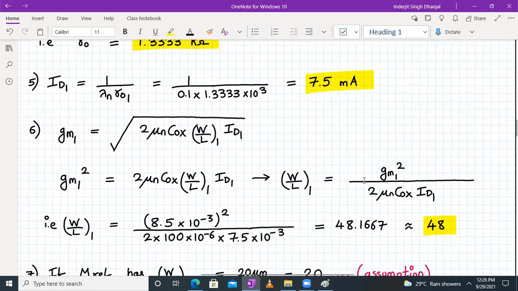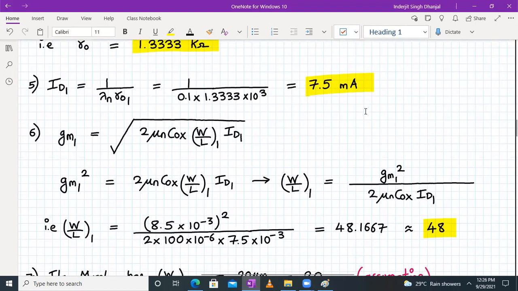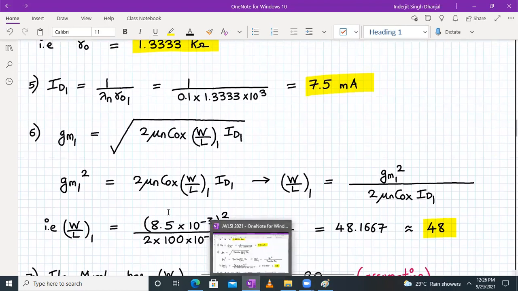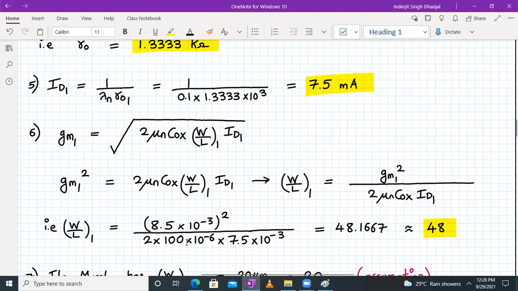So your GM1 value we know, we have calculated it as 8.5 milliamperes. Mu n Cox value is 100 micro, and the value of ID1 we have calculated to be 7.5 milliamperes. So plug in all these values over here. So W by L of 1 is coming out to be 48.1667. So we approximate this number to 48. So the sizing of transistor M1, that is W by L of 1, will be 48.